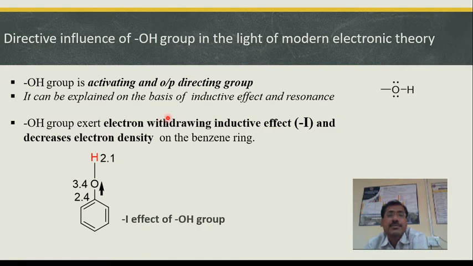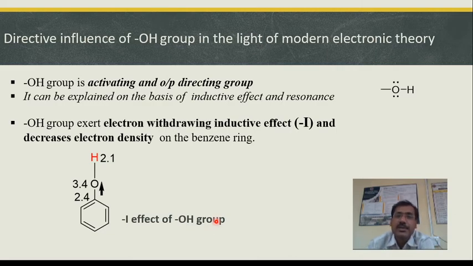First of all, we'll deal with the inductive effect. Oxygen is more electronegative than carbon, the electronegativity of oxygen being 3.4 on the Pauling scale and that of carbon 2.4, which means there will be an electron pull from the carbon of the benzene ring to the oxygen. So what is the overall effect of the OH group? The OH will exhibit an electron withdrawing inductive effect, which by convention is referred to as the minus I effect. So OH by means of the inductive effect will be a deactivating group because it is taking electron density away from the benzene ring.